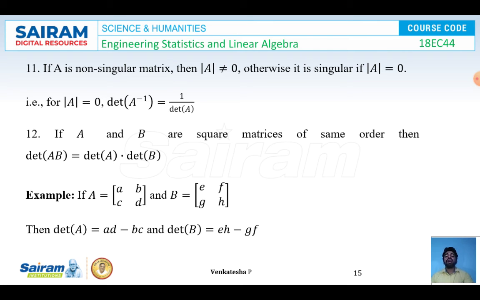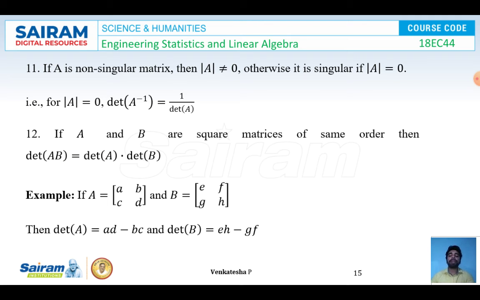Next property: if A is a non-singular matrix, then the determinant of A will not be equal to 0. Otherwise, we say the matrix A is singular. In these cases, we use the determinant of A inverse is equal to 1 by determinant of A, if A is a non-singular matrix. 12th property: if A and B are square matrices of the same order, then the determinant of AB will be equal to determinant of A into determinant of B.